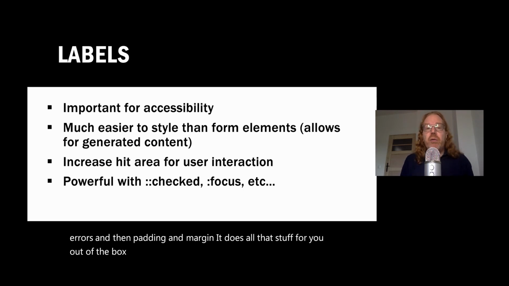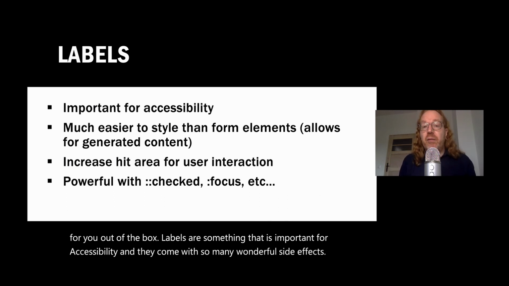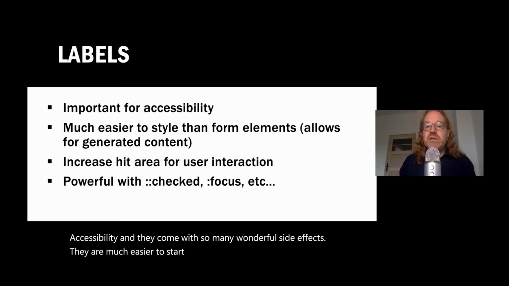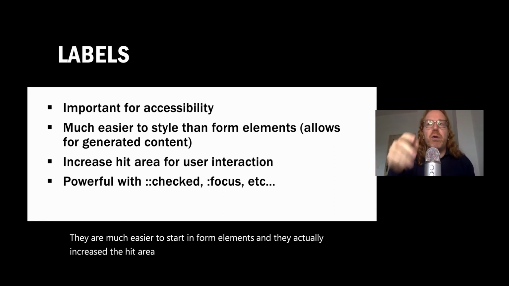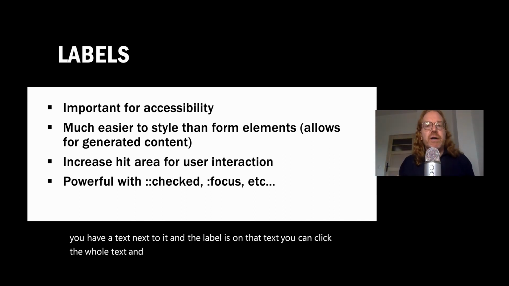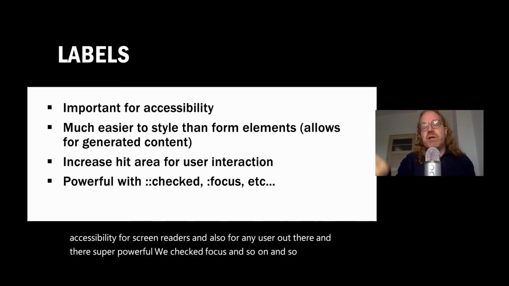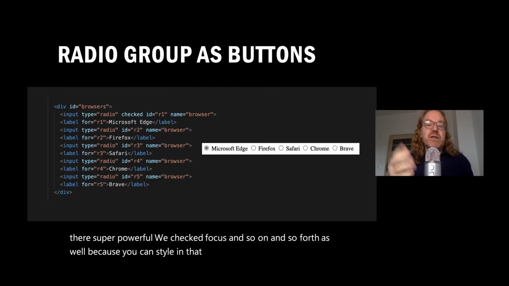Labels are something that is important for accessibility, and they come with so many wonderful side effects. They're much easier to style than form elements, and they actually increase the hit area. So if you have, for example, a checkbox and you have a text next to it and the label is on that text, you can click the whole text and not only the little checkbox. That is great for accessibility, for screen readers, and also for any user out there. And they're super powerful with checked, focus and so on and so forth as well, because you can style them that way. So here's an example.